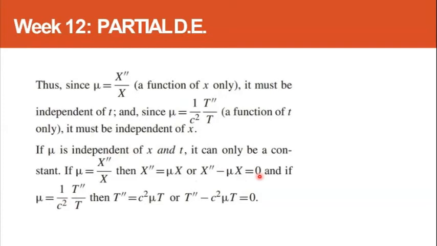And then for the t naman, we can write naman ng ganito, where based dun sa formula natin, mu is equal to 1 over c squared times the second derivative of t over t. Kapag kukunin daw natin yung second derivative, based dito sa equation natin, we can write it as the second derivative of t is equal to c squared times mu times yung t natin. Ito lang siya. And then, we can also write it this way: the second derivative of t minus c squared times mu times yung t natin is equivalent lang siya sa 0.